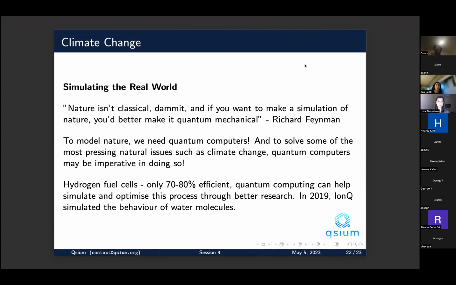So we'll look more now at the societal part of it, about climate change. That's a great quote from Richard Feynman. I'm sure you all know him. He says that nature isn't classical, damn it, and if you want to make a simulation of nature, you better make it quantum mechanical. Richard Feynman was also one of the first people to come up with the idea of a quantum machine in the 1980s. He realized that if you want to simulate much more complex molecular processes, you're going to need a more quantum mechanical picture of computers.